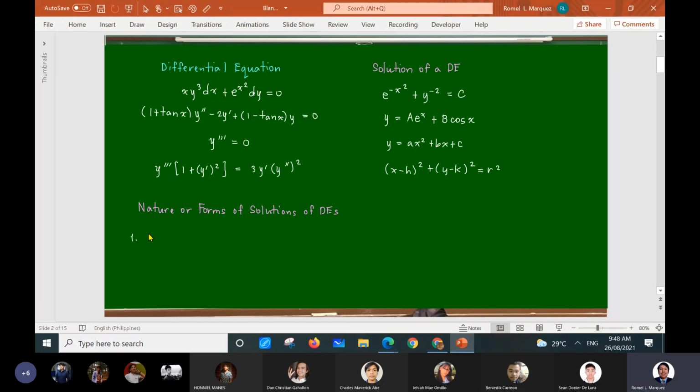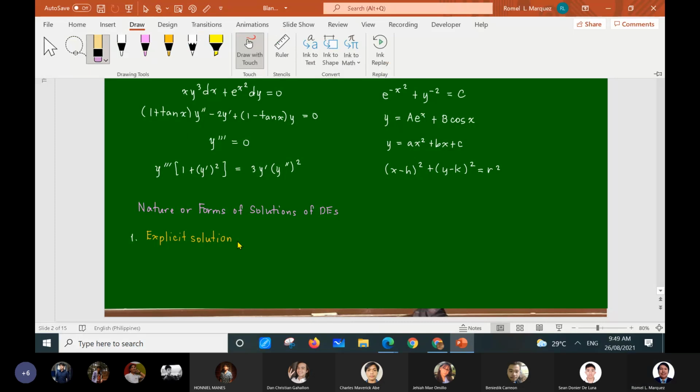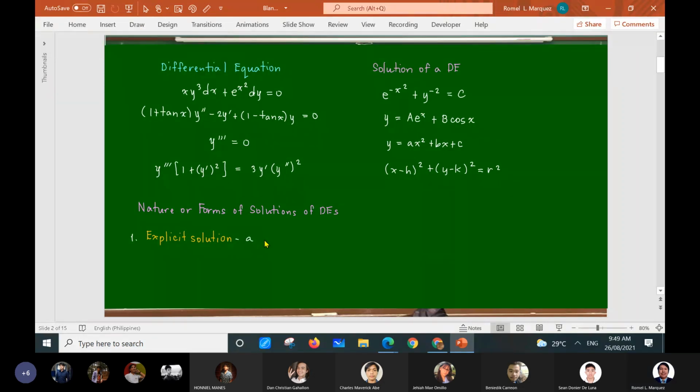Number one, we have the explicit form, or explicit solution: a function of the form y is equal to f of x. So again, nature or form of solutions of differential equations. Number one, explicit solution. That is a solution of a differential equation of the form y equals f of x.